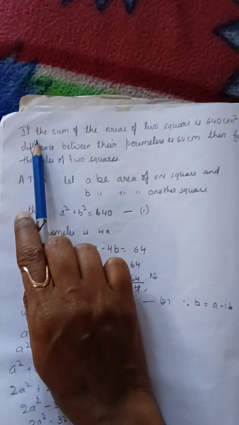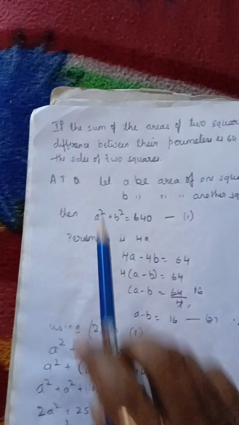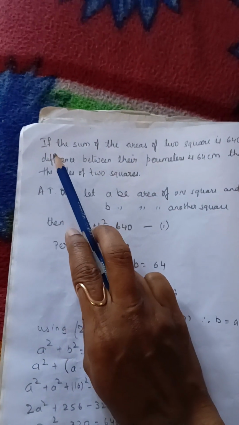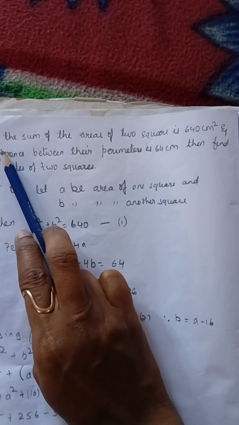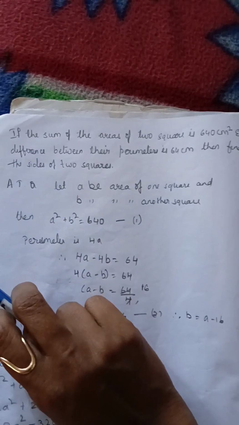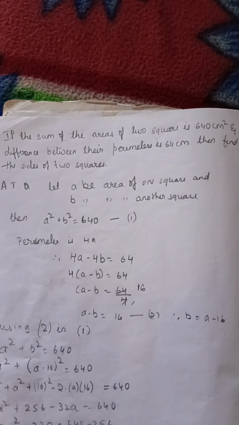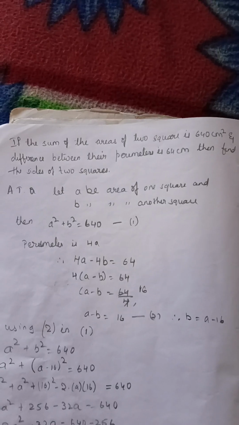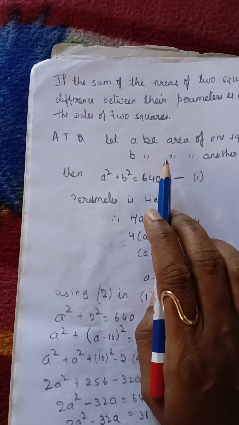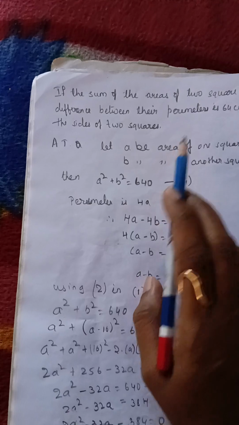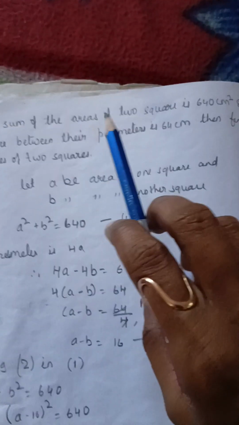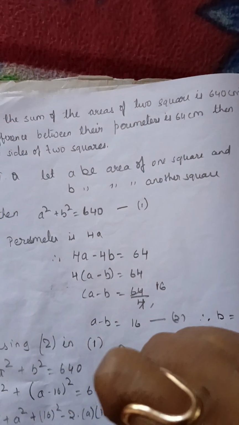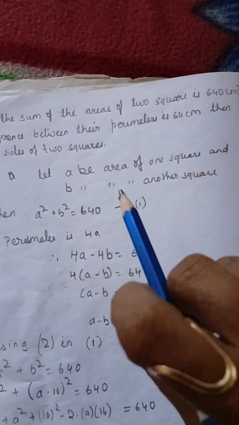Hello children, let's try solving one more sum which was again found in the recent model paper. The question is, if the sum of the areas of two squares is 640 centimeter square and the difference between their perimeter is 64 centimeter, then find the sides of the two squares. According to the question, the sum of areas of two squares is 640 centimeter square and the difference between their perimeter is 64 centimeter.